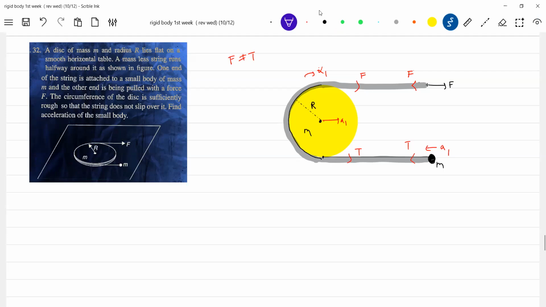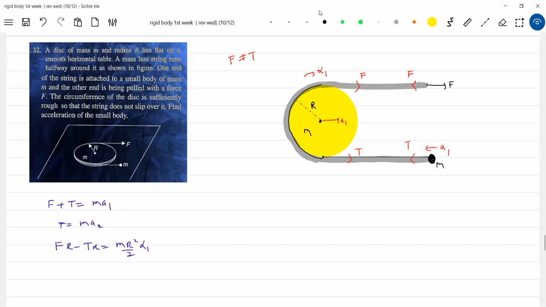So what is the motion now? Let's write all possible motions. For the disk, it will be F plus T equal to MA1. T equal to MA2. Then F into R minus T into R should be equal to M R square by 2 into alpha 1. So how many unknowns are there? Check it. A1, A2, alpha 1, T.